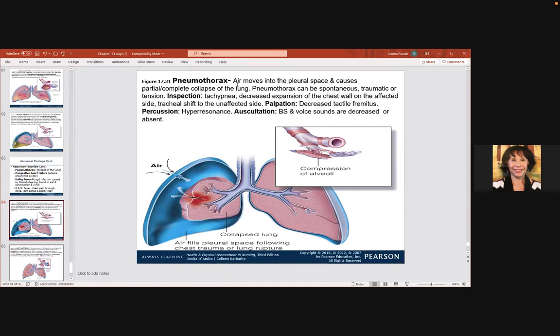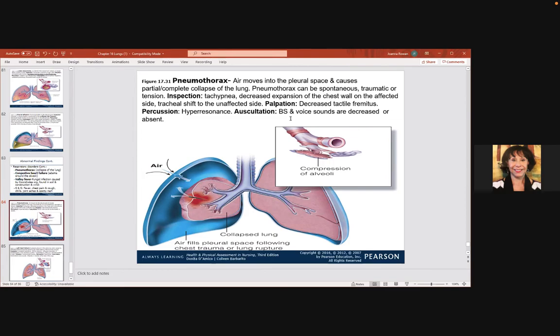With pneumothorax, air moves into the pleural space and causes partial or complete collapse of the lung. Pneumothorax can be spontaneous, traumatic, or tension. On inspection, you will see tachypnea and decreased expansion of the chest wall on the affected side. There is a tracheal shift to the unaffected side. Palpation: there is decreased tactile fremitus. On percussion, there is hyperresonance. On auscultation, breath sounds and voice sounds are decreased or absent.